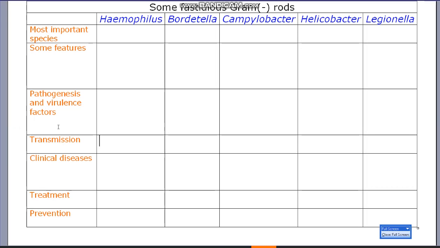So we are going to start with the first one. Remember, fastidious means that they don't grow easily at the laboratory because they need special requirements. That's the meaning of fastidious. Okay, so we are going to start with the first one, Haemophilus. The most important species for humans is Haemophilus influenzae.